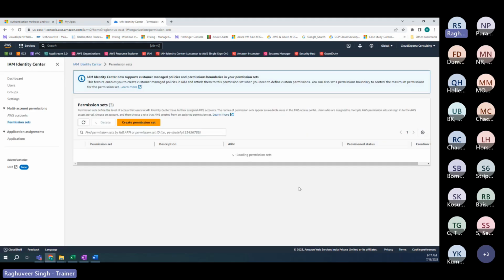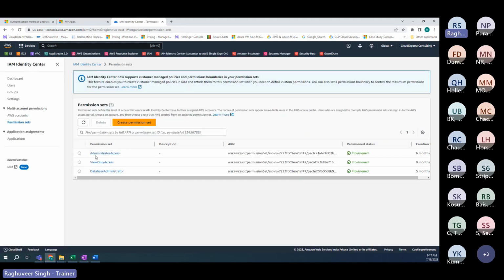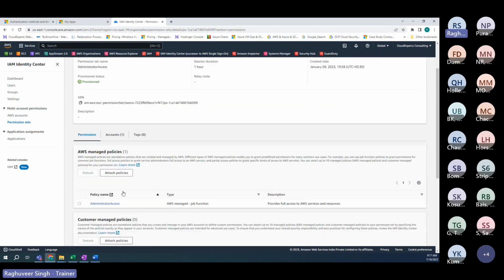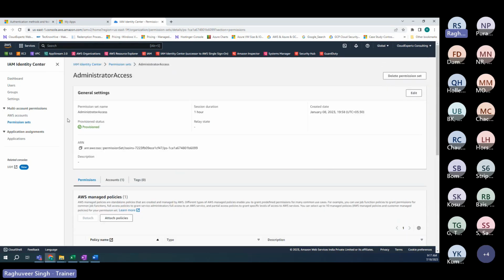This is the permission set that you have created, where you have defined a permission. For example, these are the permission sets: administrative access, which is like contributor in Azure; view only access, which is read only in Azure; and database administrator. So you have defined the permission sets. You will click on a permission set here and add the user in the permission set.